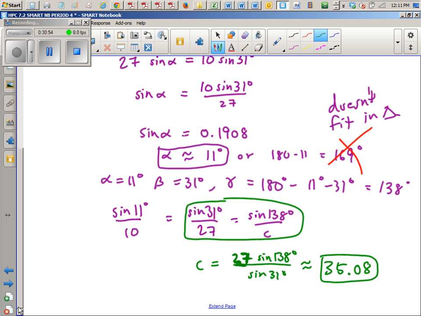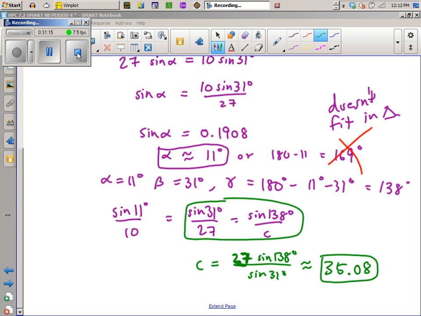And that was my last unknown. So how many solutions did I get in the end? 1. 3 answers means 1 solution. Tomorrow we'll do the case where we have 2 solutions and even no solutions. I'm not assigning any 7.2 tonight because you're still working on 7.1, but we got a good head start on the lesson. Bring your book to class tomorrow.